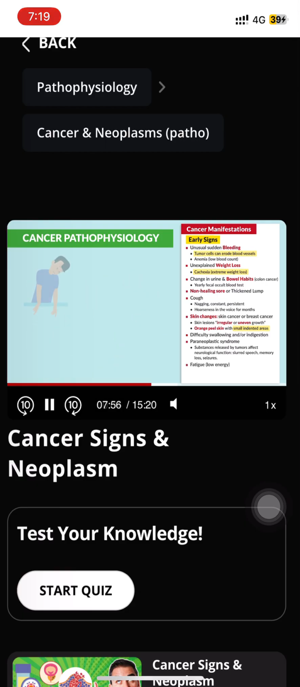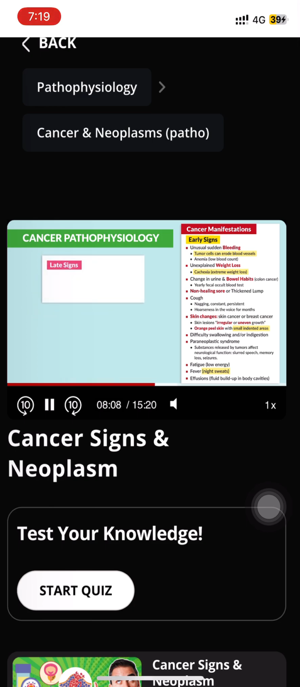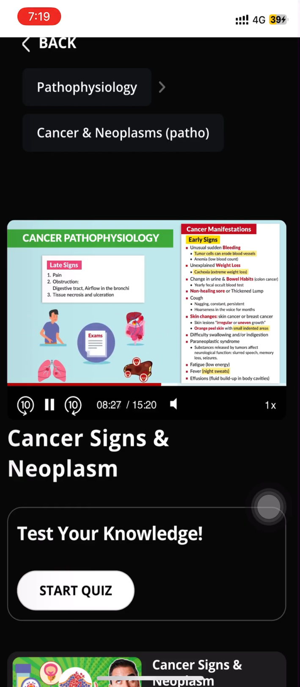Now lastly, fatigue, that low energy, fever with night sweats, big key term right there, and effusions, or basically fluid buildup in body cavities. Now for late signs, number 1 is pain, number 2 is obstruction, for example, obstruction of the digestive tract, or even airflow in the bronchi. And lastly, number 3 is tissue necrosis and ulceration. So please be sure to pause the screen and write these down. They love to show up on exams, specifically the highlighted ones here.